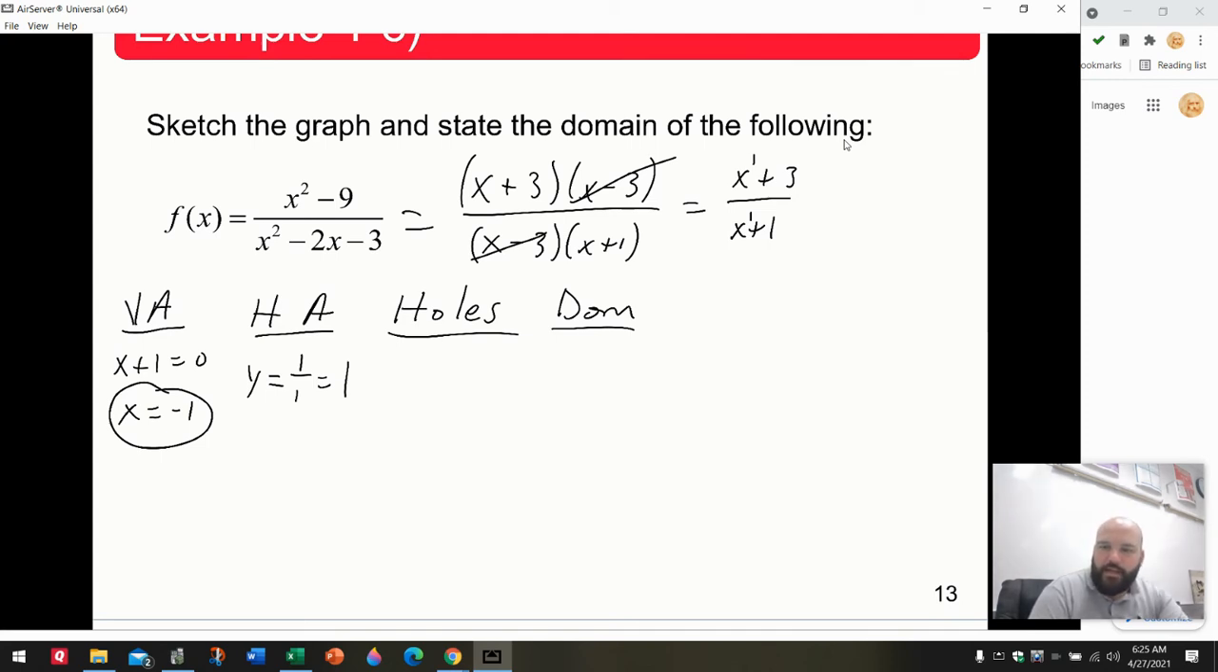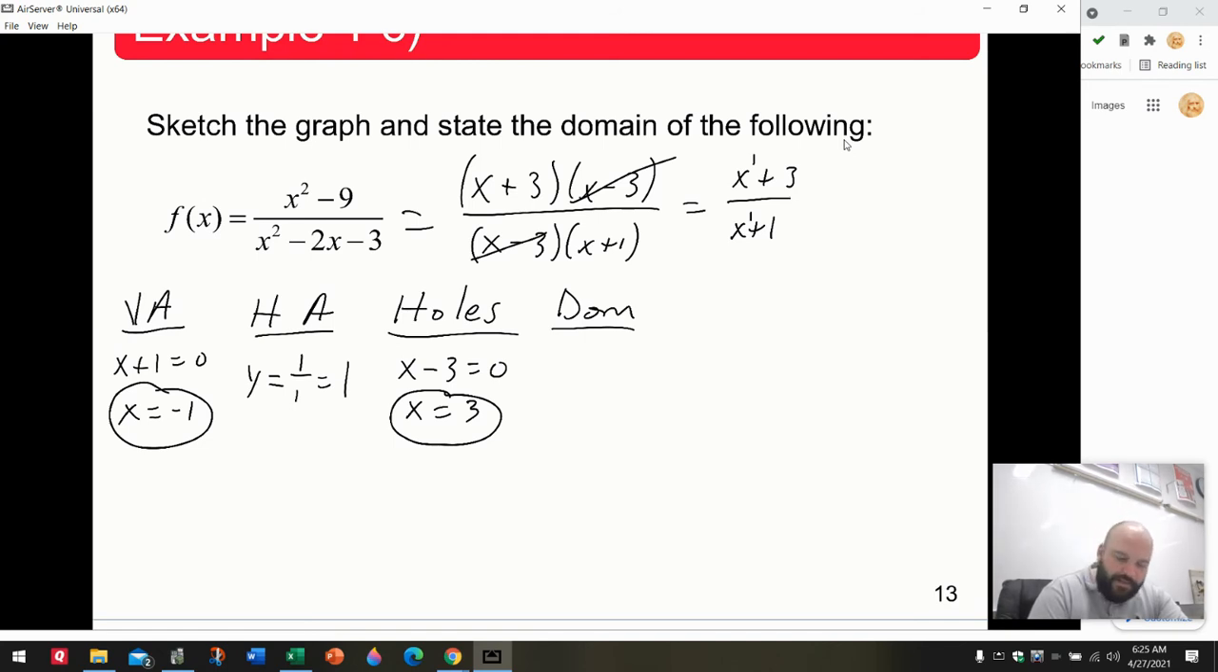Holes are created if we cancel any common factor out. And in this case, we did. X minus 3 was the common factor. So you set that equal to 0 and you get x equals 3. So there will be a hole in our graph at x equals 3.